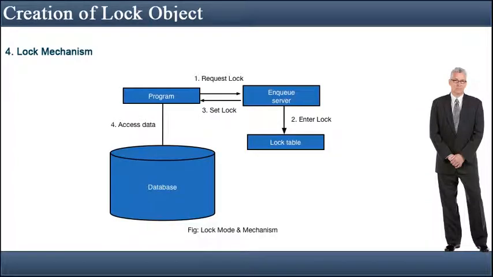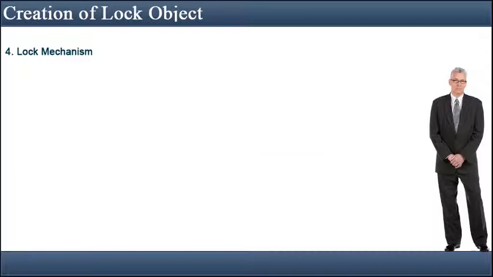A lock mechanism is used to synchronize the access of several programs to the same set of data. A lock request is first generated by a program. Then, this lock request goes to the enqueue server, and finally the lock is created in the lock table. The enqueue server sets the lock, and the program is finally ready to access the data, with the lock object activated for the table. A lock object must be defined in the ABAP dictionary.